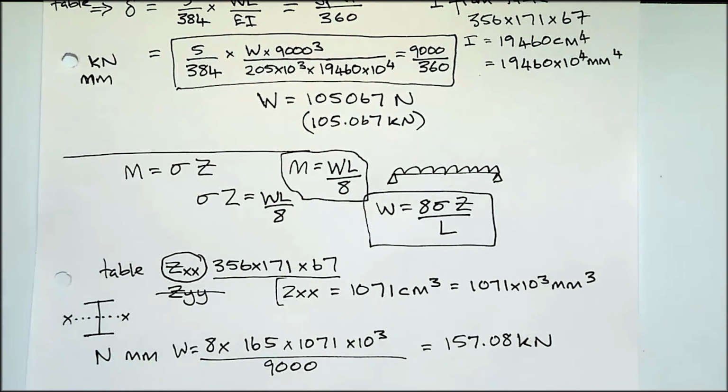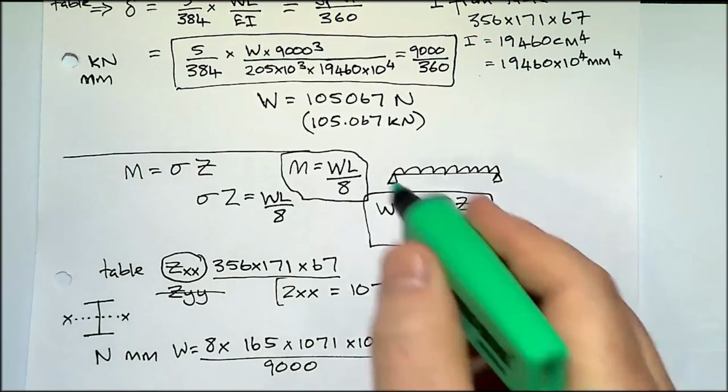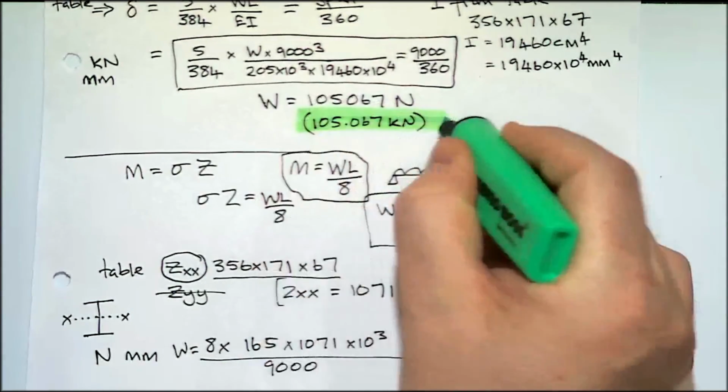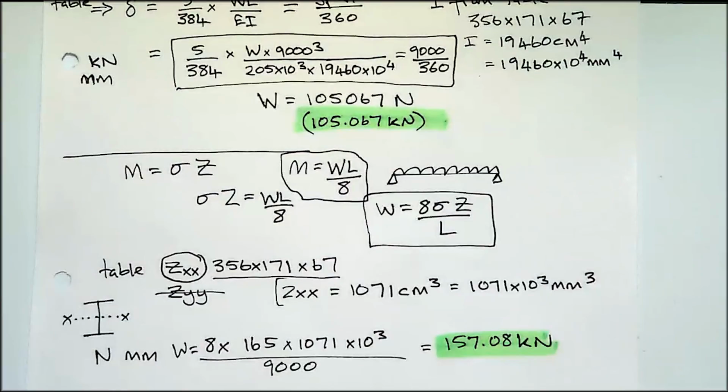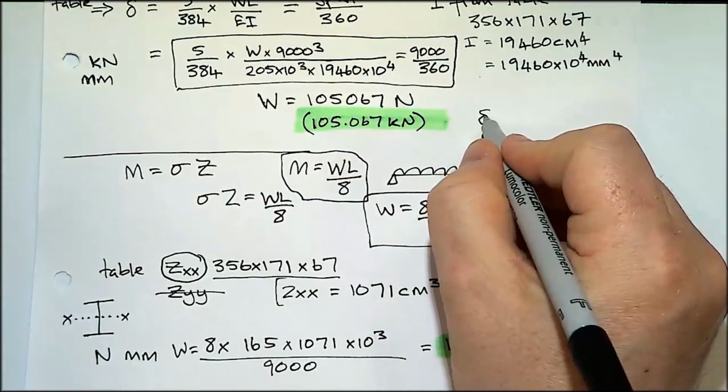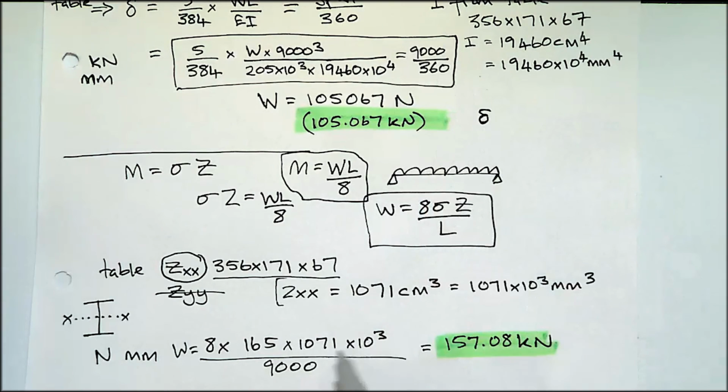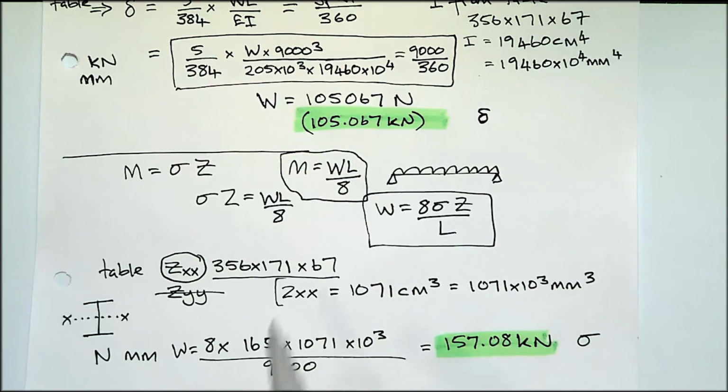I compare this value. So I've looked at the W for the deflection, and I've looked at the W for the stress. When it reaches 105, it will fail in deflection. So therefore my safe load is 105 kilonewtons, which is based upon deflection.